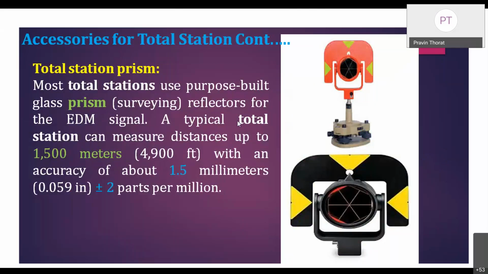First of all, we look at the total station prism. Most total stations use purpose-built glass prism reflectors for the EDM signals. A typical total station can measure distance up to 1,500 meters, that is 490 feet, with an accuracy of about 1.5 millimeters, that is plus or minus 2 ppm, parts per million. This figure shows the types of prism available in the market.